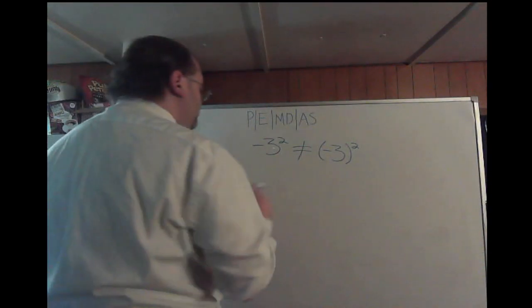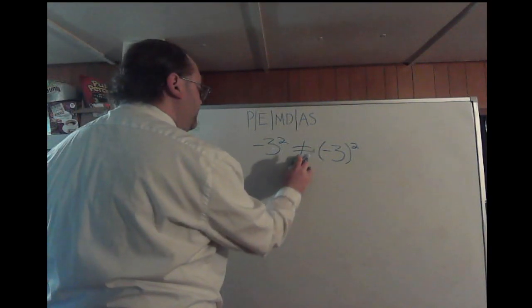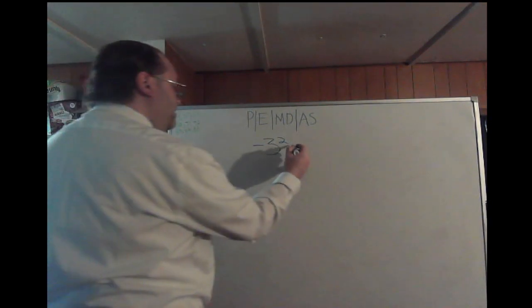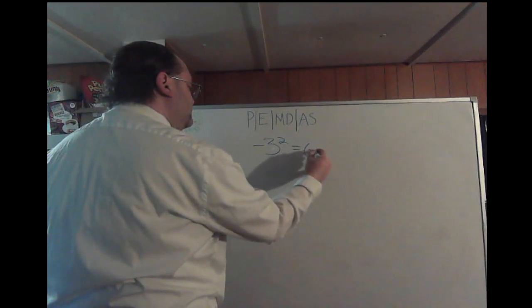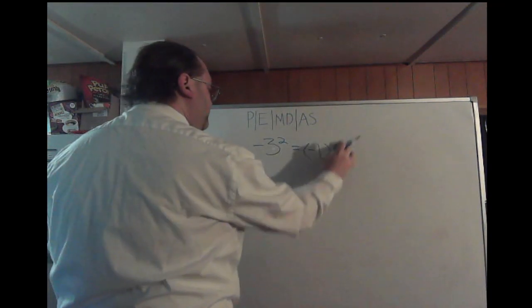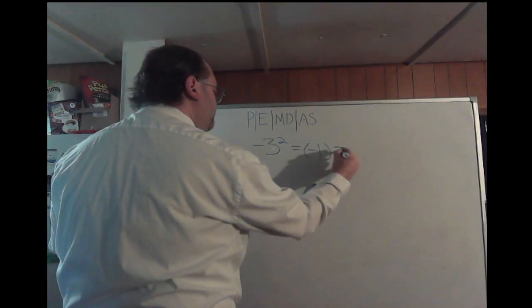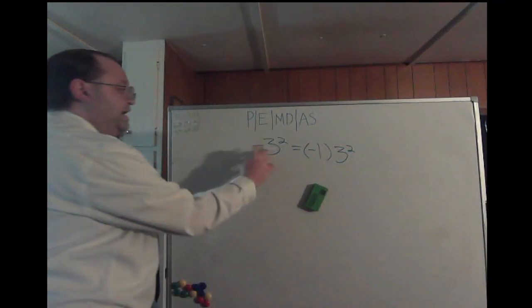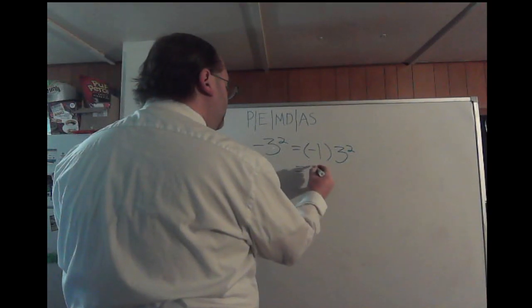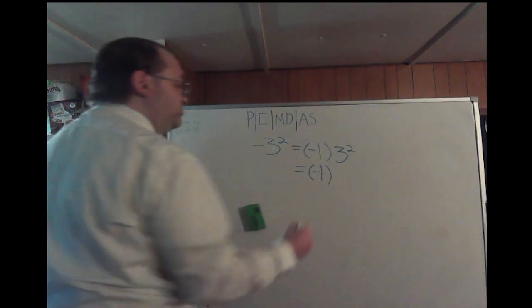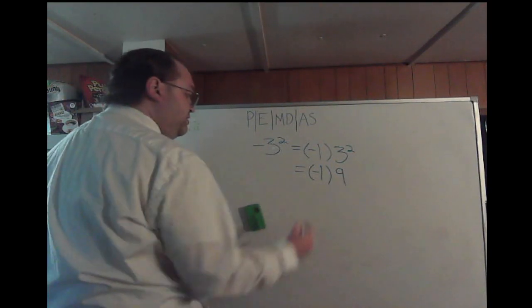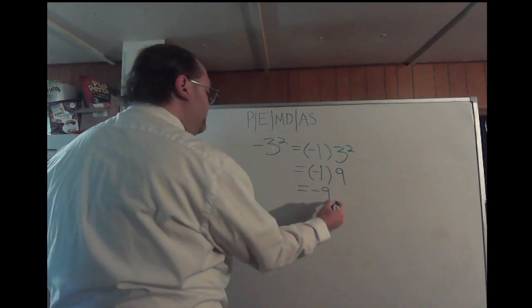Let me prove why. Because that negative 3 to the second power is equal to the same thing as negative 1 times 3 to the second power. That's a negative 1 outside of that 3 squared. So the negative 1 just hangs around. You'll have negative 1, and our order of operations dictates exponents first. You'll have negative 1 times 9. Well, that's just going to give you negative 9.